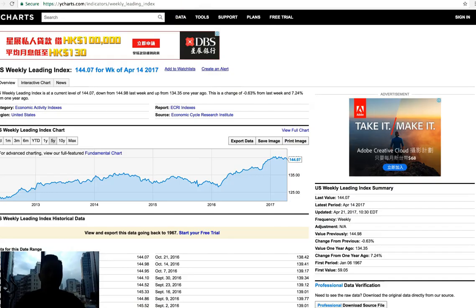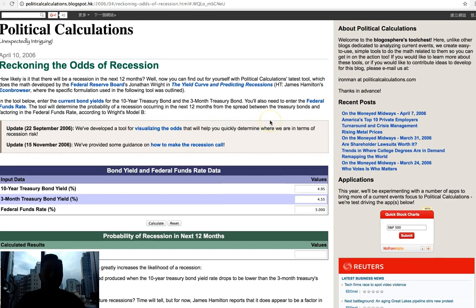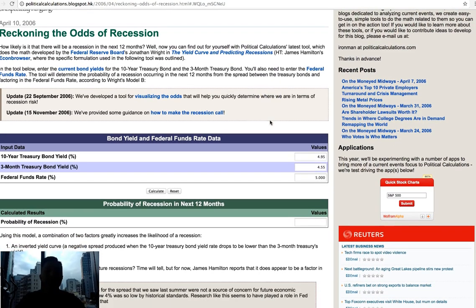So how to use it? This calculator will help you. It has just 3 inputs that you have to enter. You input the Fed rate, you input the 3-month Treasury bond, you input the 10-year Treasury bond. With that being said, after you plug them in, you press calculate, and the probability of recession in the coming next 12 months will show here.